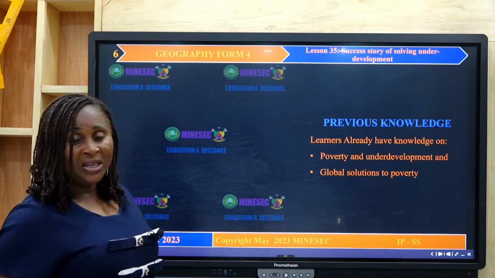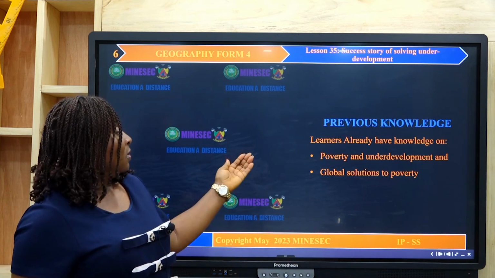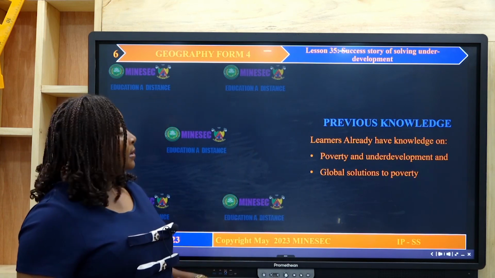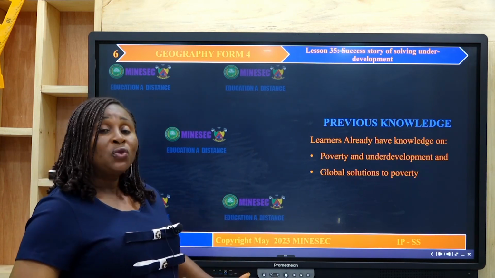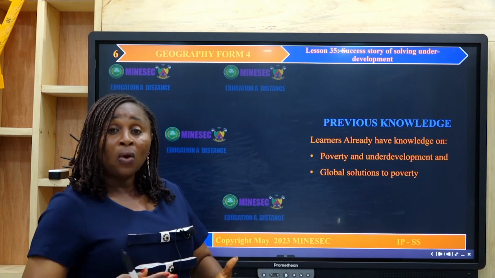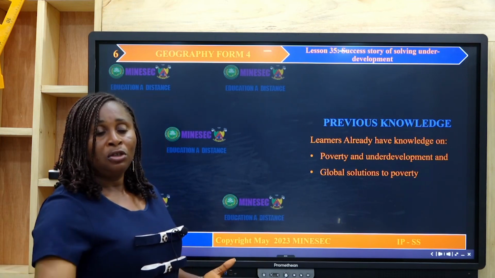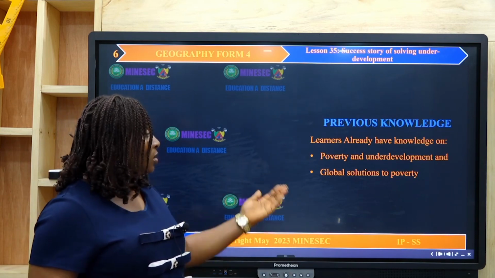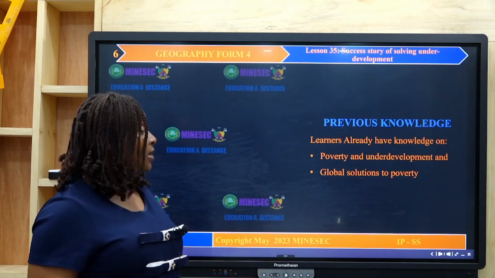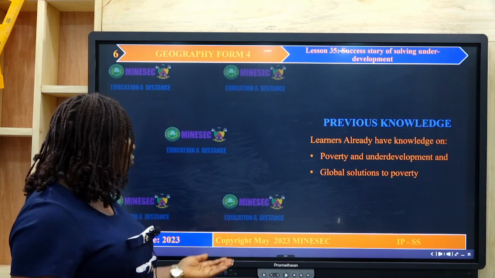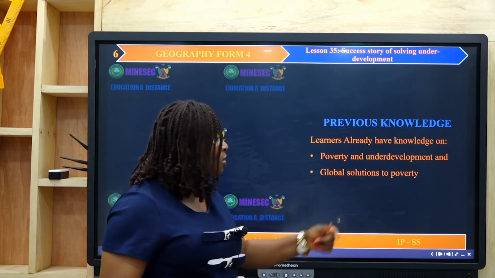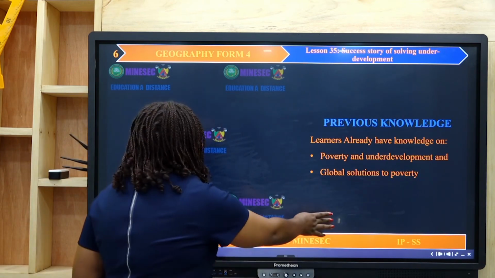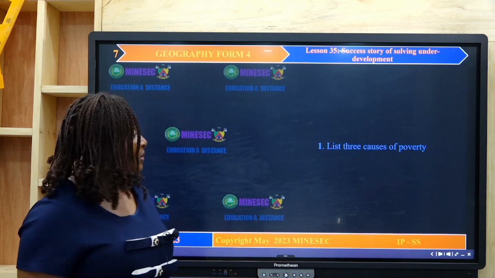Let us remind ourselves on what we had in the last lesson, or what is going to enable us acquire the knowledge in the lesson that we have. So you already have a knowledge on what? Poverty and underdevelopment. You also have knowledge on what? The global solutions to poverty. Let us refresh our memories.